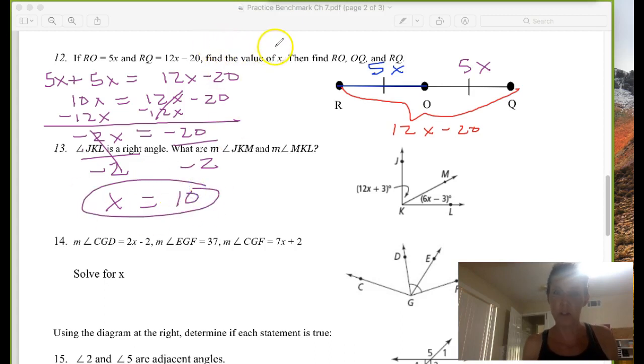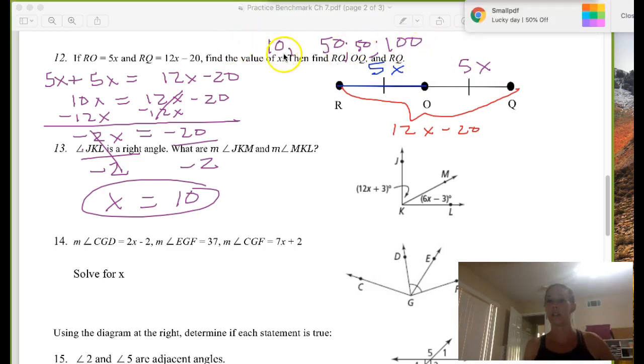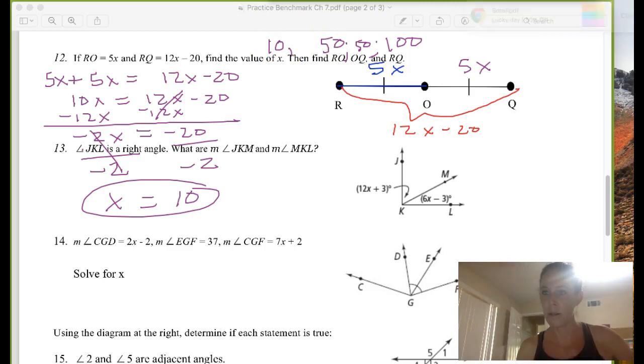Now I've done the first part. I found x. It's 10. Now I need to find RO. Well, RO is 5x. If x is 10, I plug in 10 here, and I'm going to get RO, which is going to be 50. Now OQ should be the same, 50. Okay, so I have 10 for that, 50, and then the total, well, 50 plus 50 is 100. So I want to see all three answers here and the answer here. All right. Let's go ahead and move on to number 13.